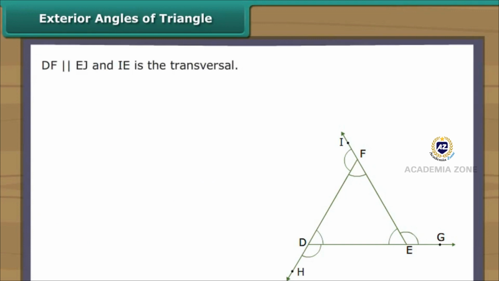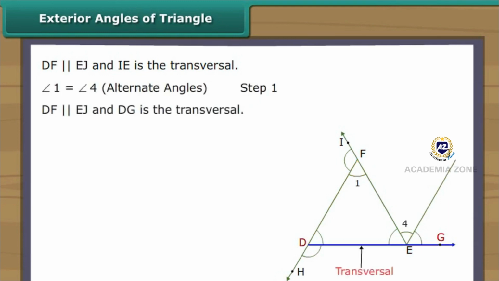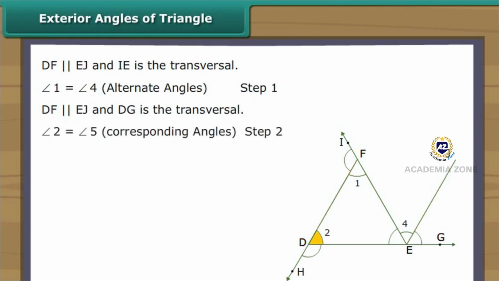We draw a line segment EJ from point E such that EJ is parallel to DF. If we regard IE as a transversal intersecting the parallel lines DF and EJ, angle 1 is equal to angle 4, alternate angles. If we regard DG as a transversal intersecting the parallel lines DF and EJ, angle 2 is equal to angle 5, corresponding angles.